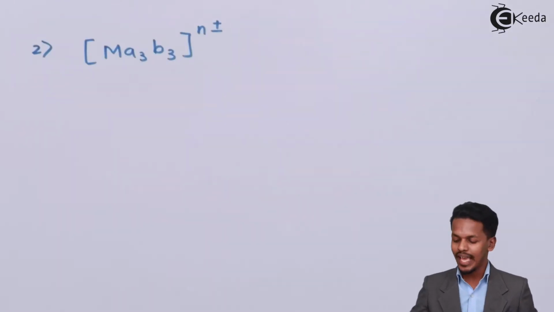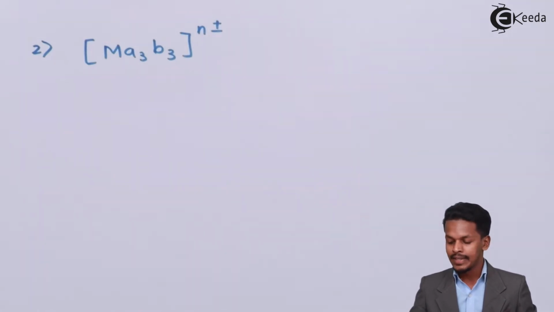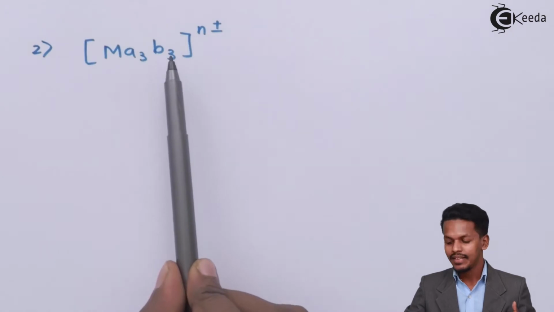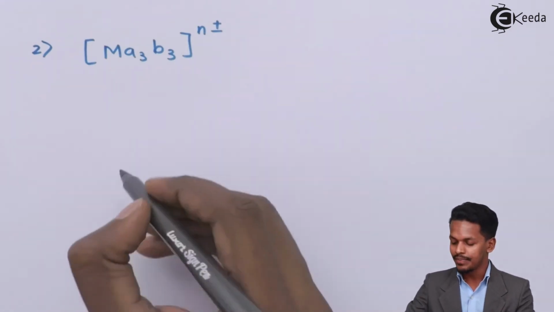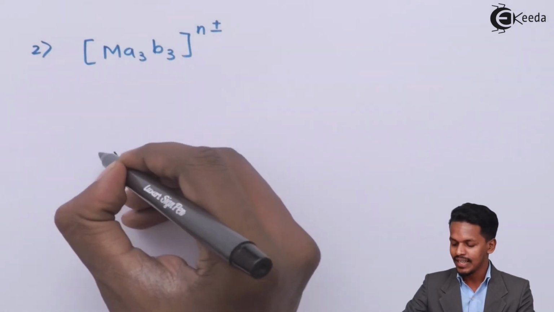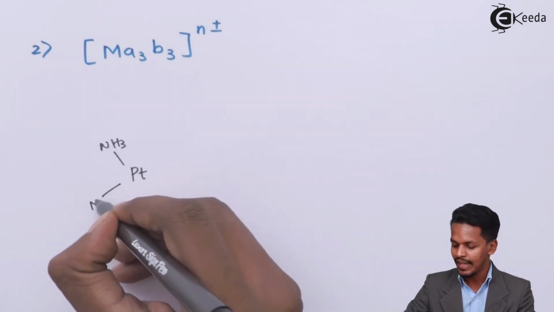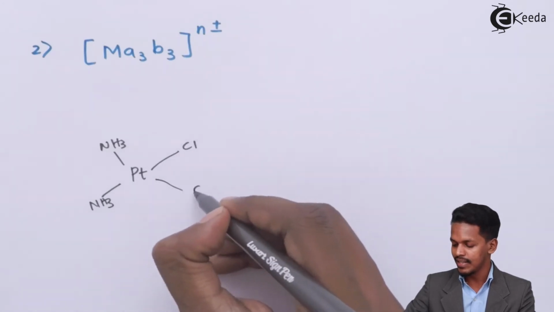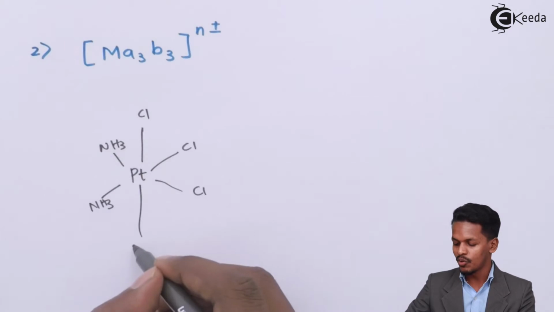So the next one that we have is a type of Ma3B3, that is, M(A–)3(B+)3. So here basically we can find that there are 3 molecules of A ligand and 3 molecules of B ligand. So in that case, suppose I am talking about an example where platinum is present at the centermost, and in this case there are 3 molecules of NH3 at positions here: NH3, NH3, and suppose here there is Cl and here there is Cl, and above the plane there is Cl and below the plane there is NH3.